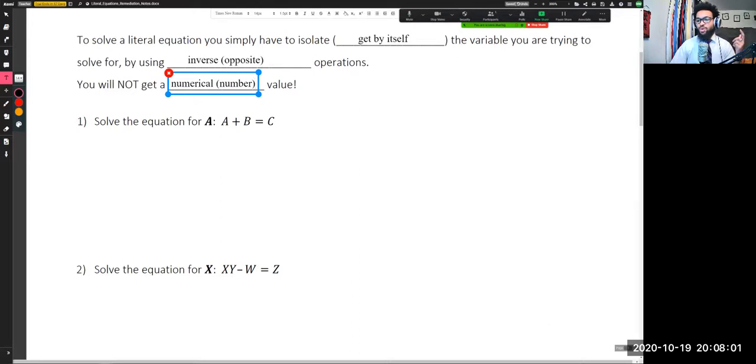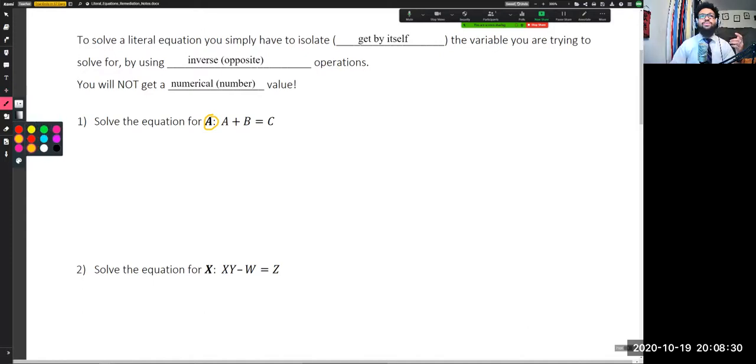So let's look at number one. Number one says solve the equation for A. Since we're solving for A, we need to get A by itself. How are we going to get A by itself? To get A by itself, we need to move that B over. How are we going to move that B over? By performing our inverse operations. So our goal is to get A by itself, and the way we're going to do that is to perform our inverse operations.